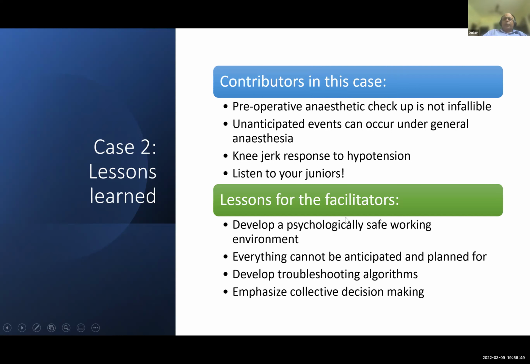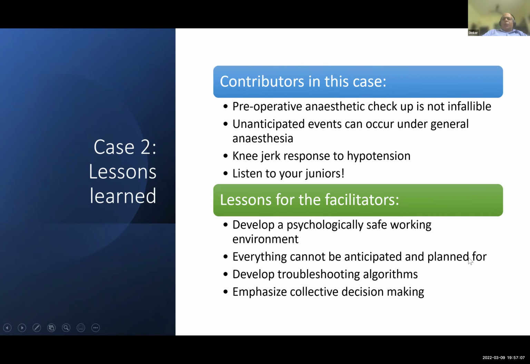Lessons for the facilitators: develop a psychologically safe working environment. Now, Dr. Thilaka was talking about a psychologically safe simulation environment. I think through simulation, we must learn to also make our work environment psychologically safe, where it is safe for a junior to speak up and not get punished for it.